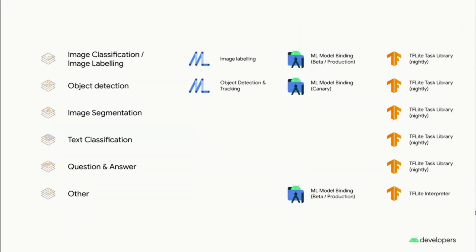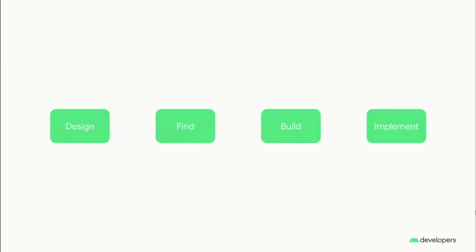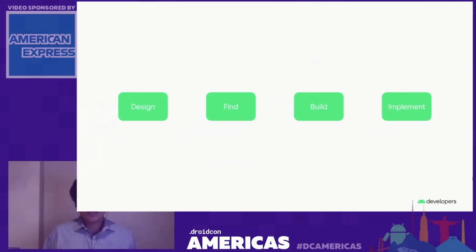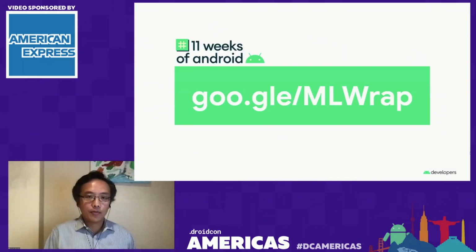So that's basically the summary between the three different ways of integrating a TF-Lite model into Android: ML Kit, ML model binding, as well as the TF-Lite task library. With that, those are the 4 steps of integrating machine learning into your app: design, find, build, and implement. And if you want to find out more of the details, there is a blog post which summarizes the 11 weeks of Android at this link.